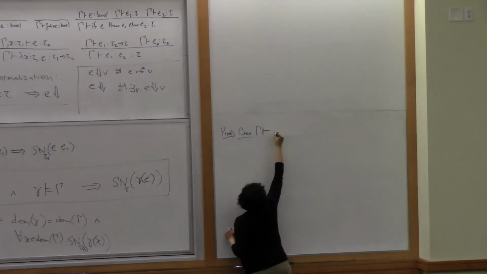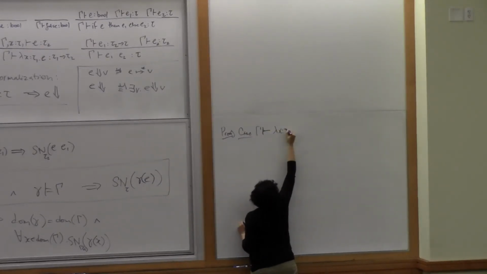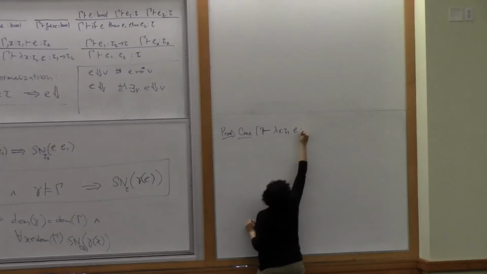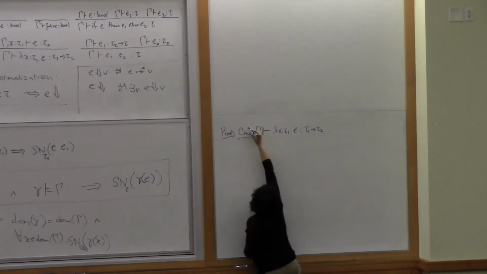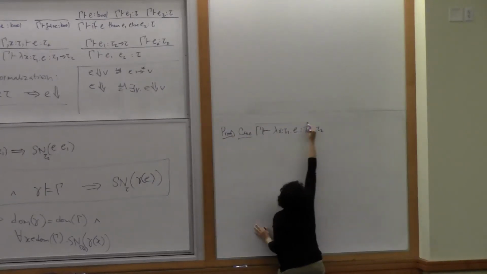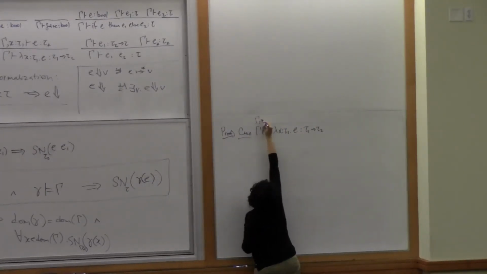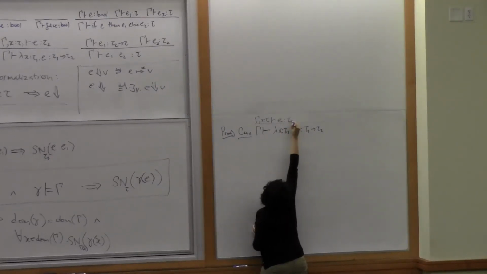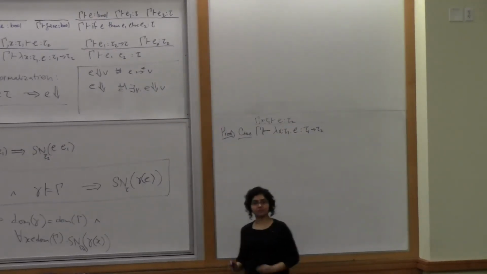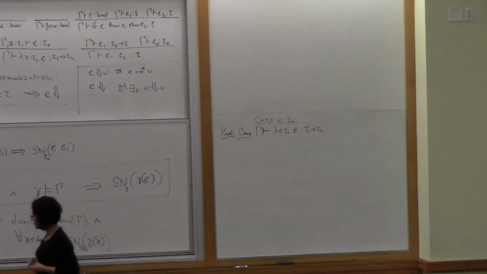Okay, so lambda x colon tau 1 dot e has type tau 1 arrow tau 2. So that's the case we want to show next. All right.